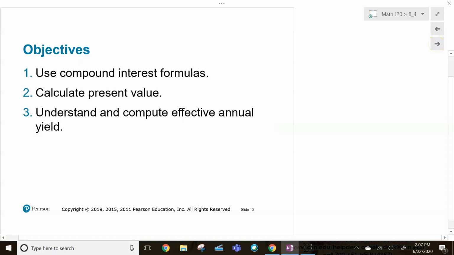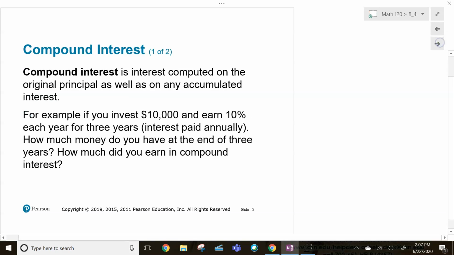And here's our objectives. We'll begin with a discussion of compound interest. So that's the interest computed on the original principal as well as any accumulated interest. So I'm going to give you an example here.